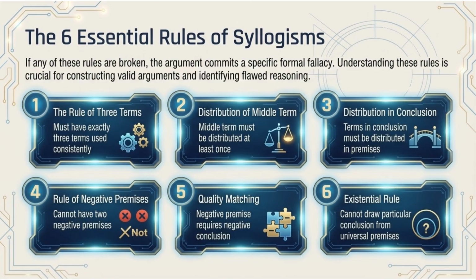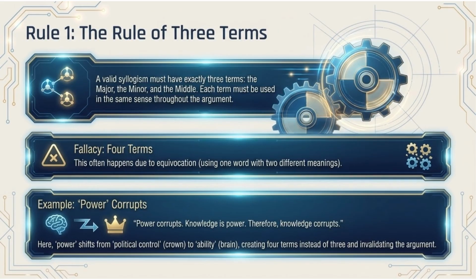To construct valid arguments and avoid formal fallacies, we must understand the 6 essential rules of syllogisms. Breaking any of these rules leads to a specific formal fallacy. Rule 1 is the rule of 3 terms. A valid syllogism must have exactly 3 terms: the major, minor, and middle, used consistently. The fallacy of 4 terms occurs when one word shifts in meaning, invalidating the argument.